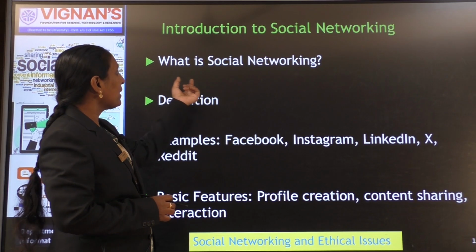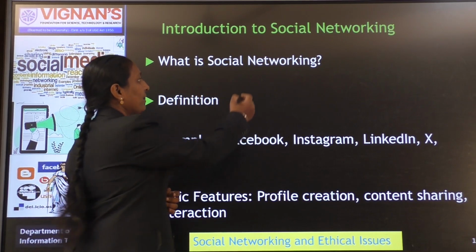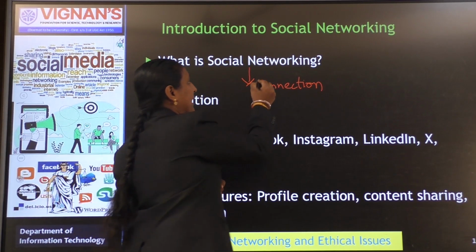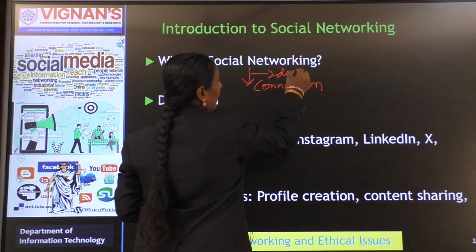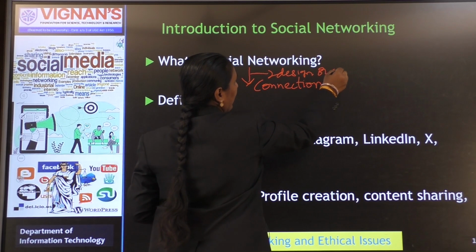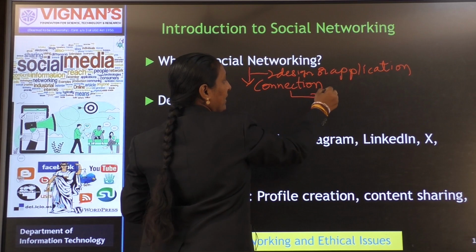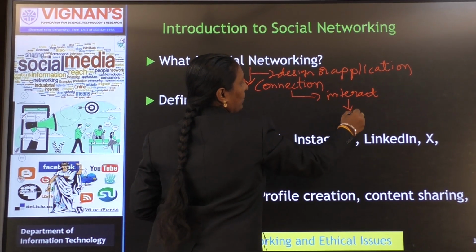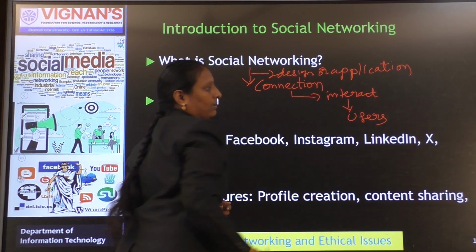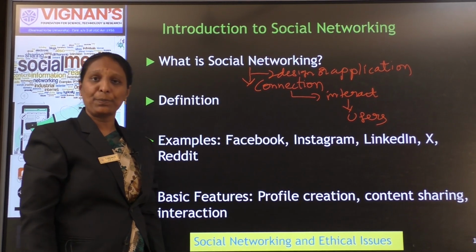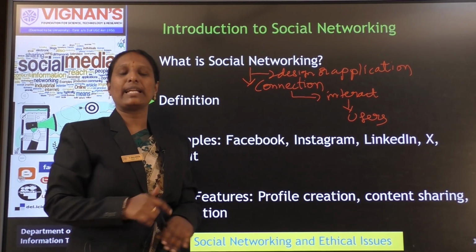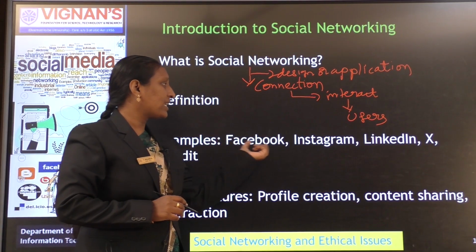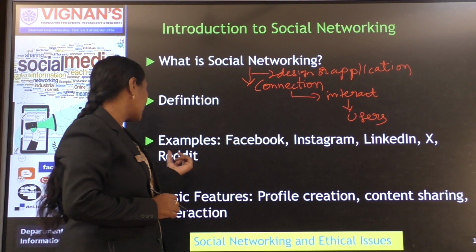What is in social networking? It is a connection, a design or application that lets you interact with users, or people who are living in the society. Here the examples: Facebook, Instagram, LinkedIn, X and Reddit.